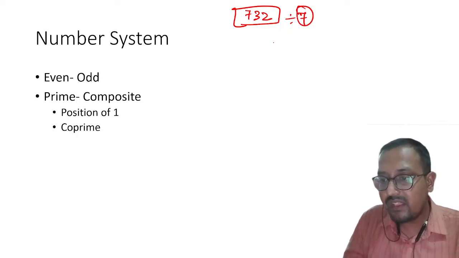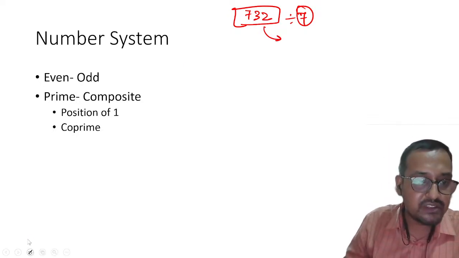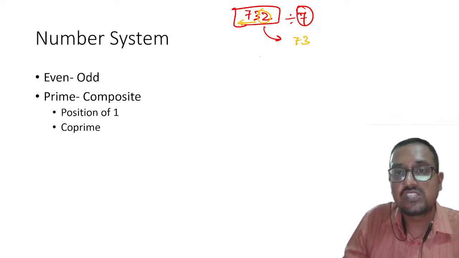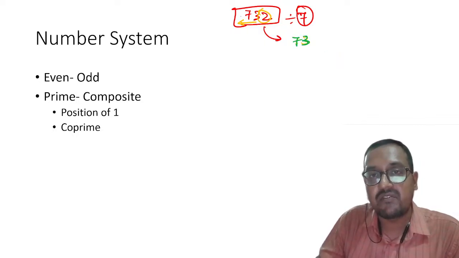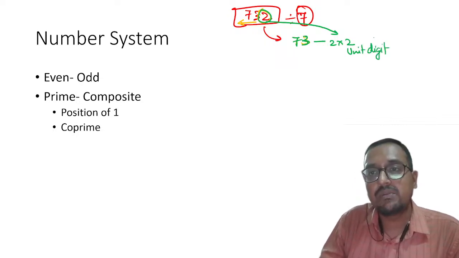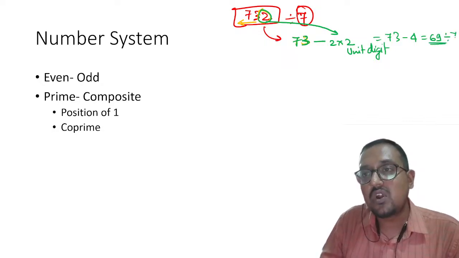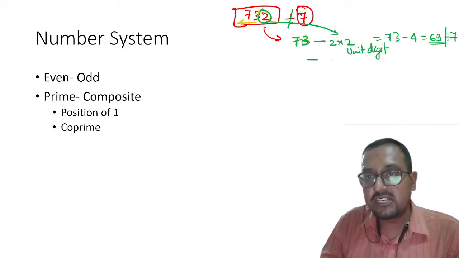Yes, Mayporul, you are correct. Very correct. Please remember what you will do. You will take up the unit digit, 2, and the digits ahead, 73. So 73 minus 2 times the unit digit. 73 is the digits remaining after removing the unit digit. Minus 2 times the unit digit. So this will become 73 minus 4, that is equal to 69, I think. And since this is not divisible by 7, this number will also not be divisible by 7. Everyone understood this?